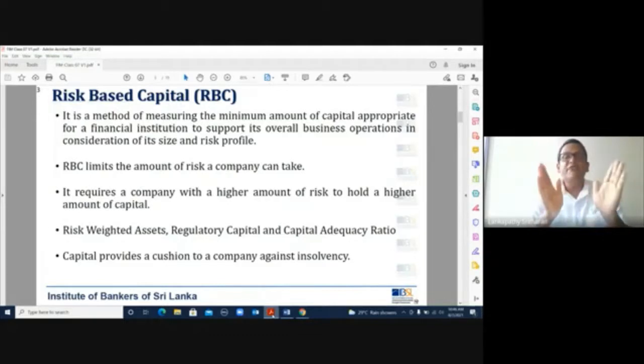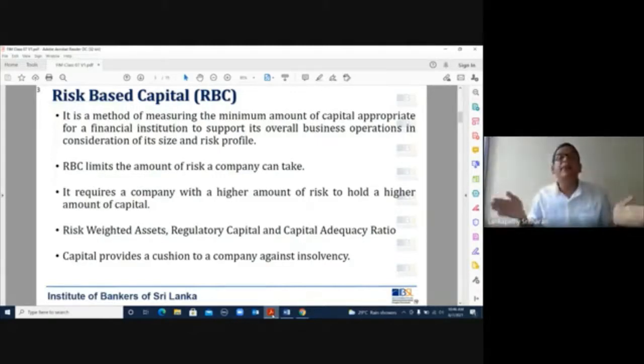So that is the difference. Then our main understanding is that there should be a minimum capital requirement for the banks and financial institutions. That's why the Basel Committee internationally introduced a risk-based capital requirement for companies or banks.